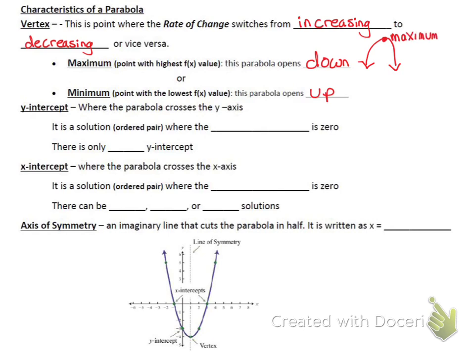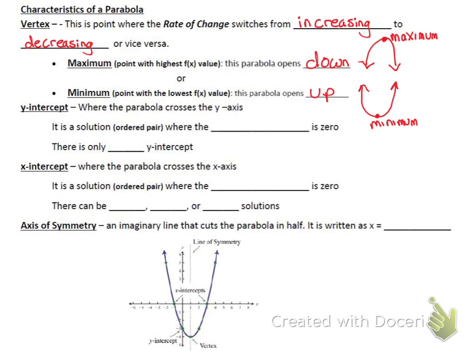This particular parabola opens down, so you can see that the vertex right here is the maximum or highest point. This parabola that's being drawn right here opens up, so the vertex itself is the minimum point. The vertex is an important point, and when we actually start to graph, we really are going to be focusing a lot on finding the vertex.